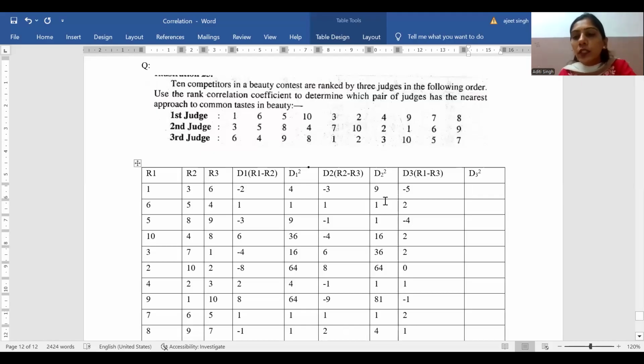Now let's do the D3 square. 5 into 5 is 25. 2 into 2 is 4. 4 into 4 is 16. It's again 4. 4, 0. 1 into 1 is 1. 1 into 1 is 1. 2 into 2 is 4. And it's again 1.